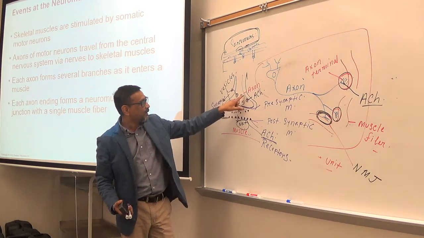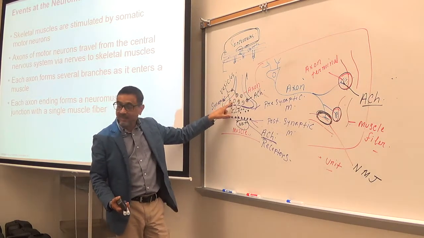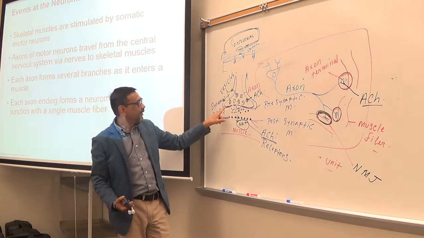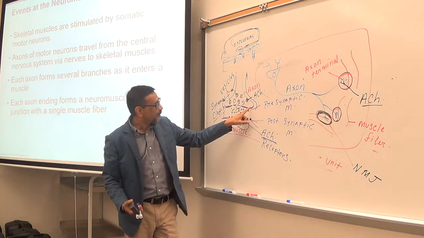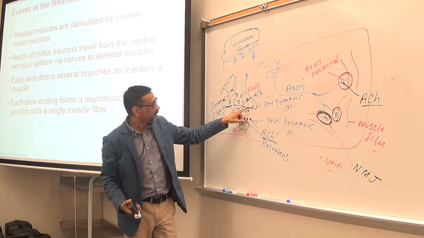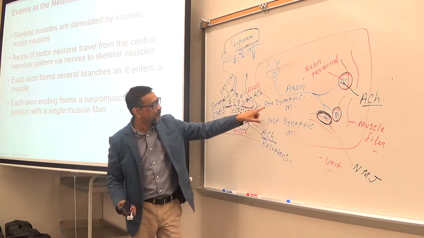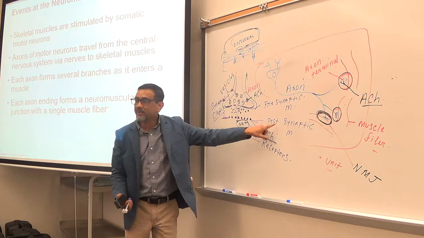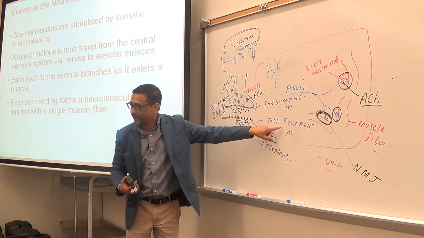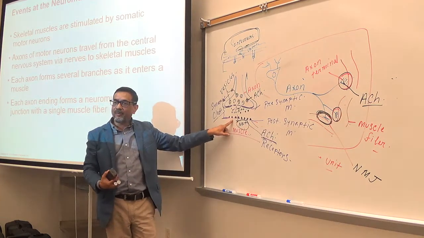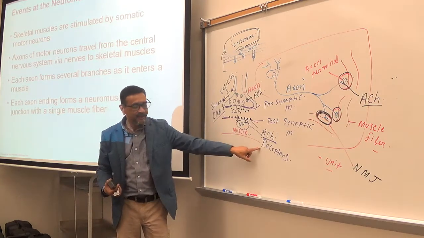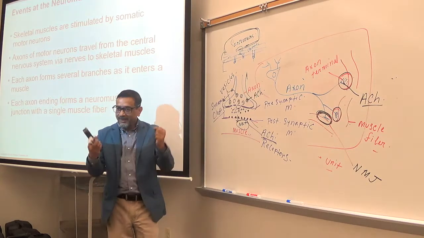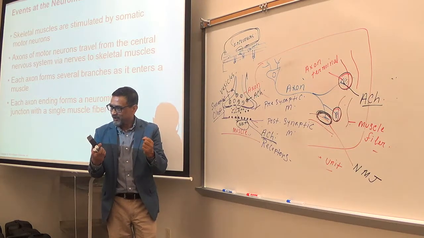Inside the axon terminal you have what? Vesicles are filled with what? ACH, acetylcholine. And the membrane of the axon terminal, that is called what? Presynaptic membrane. Right? And the membrane on the muscle fiber, that is called postsynaptic. Post means after. Okay? Postsynaptic membrane. On the postsynaptic membrane, you have many tiny receptors, ACH receptors, right? So they are waiting to receive the ACH molecules.